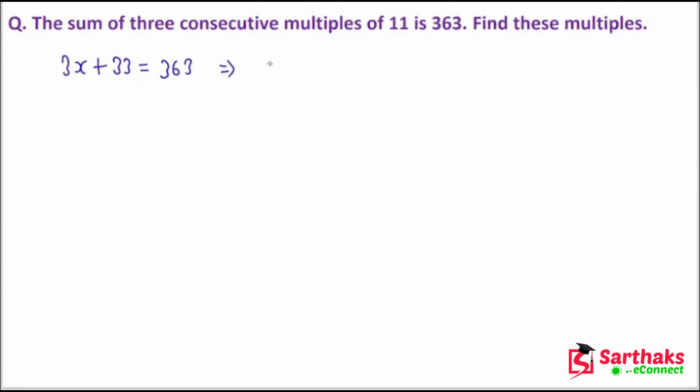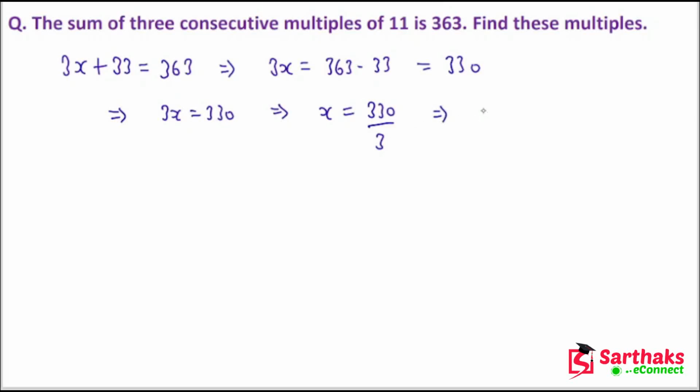Now transposing 33 to the right hand side, we get 363 minus 33 equals 330. So we have 3x equals 330. Now dividing both sides by 3, we get x equals 330 upon 3, which gives x equals 110. Now what was x? We assumed x to be the first multiple of 11, and you can see it is 11 into 10, that is the 10th multiple of 11. If you multiply 11 by 10, you get this. So this was our first multiple.